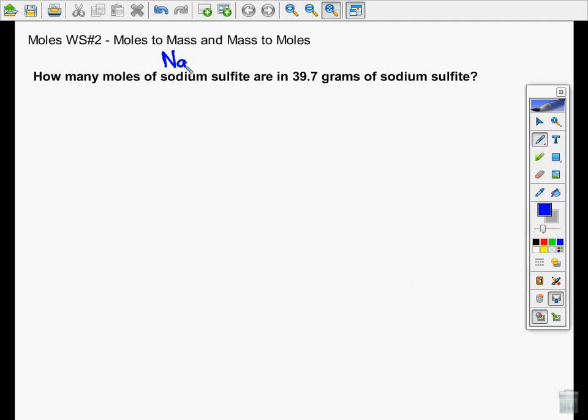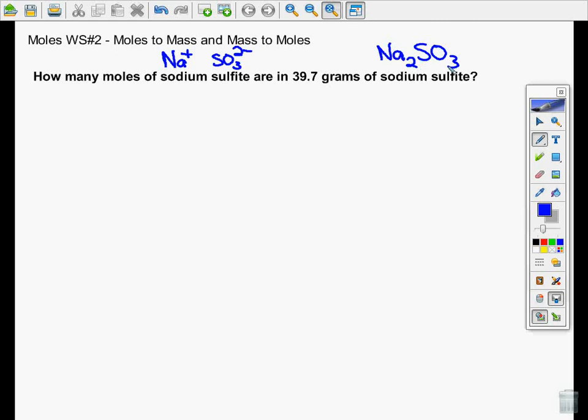So I have sodium, which is a 1+ ion. Then I have sulfite, SO3, which is a 2-. So sodium sulfite, if you go ahead and write out the complete formula, this is going to be Na2SO3. Charges cancel out, and that is a neutral compound. So that is our actual formula.